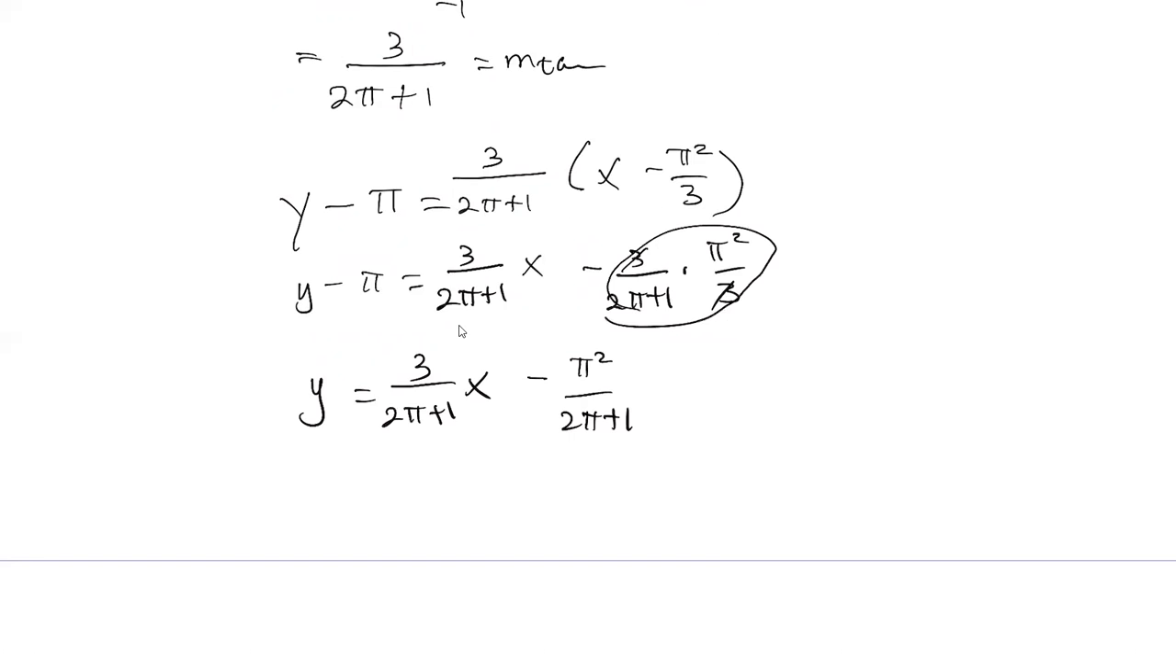from this term, and then I'm adding pi to both sides. So you could, if you wanted to, write that as 3 over 2 pi plus 1 times x plus pi minus pi squared over 2 pi plus 1.